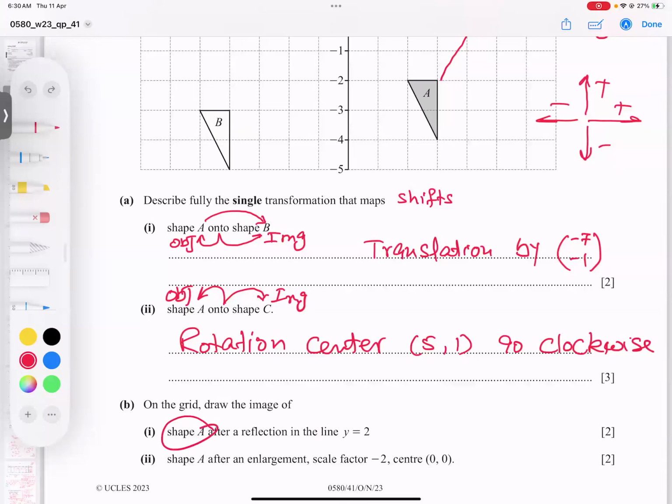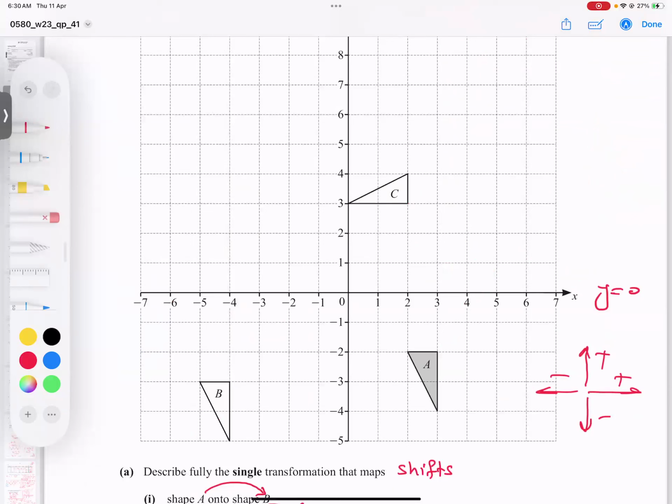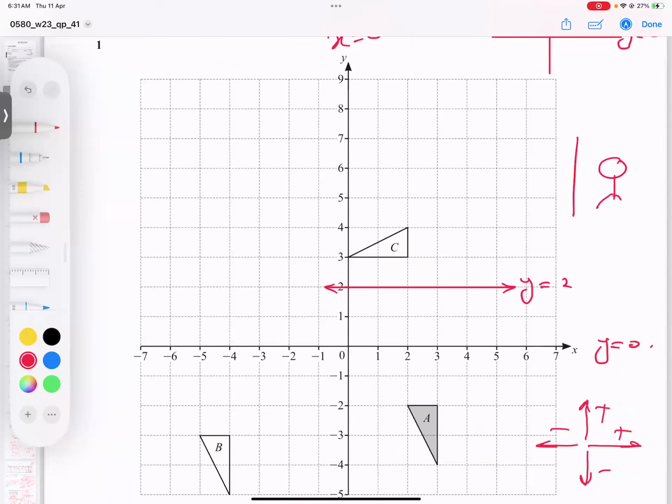So reflect the shape A in the line y equal to 2. First I will erase this and I will draw y is equal to 2. You can see clearly, this line is y is equal to 0, this line is y is equal to 1 and this line is y is equal to 2. Now I want to reflect this triangle A. You know the rule: if the mirror line is here, however far the object is from the mirror line, the image is the same distance. So the distance from the mirror line is always equal.